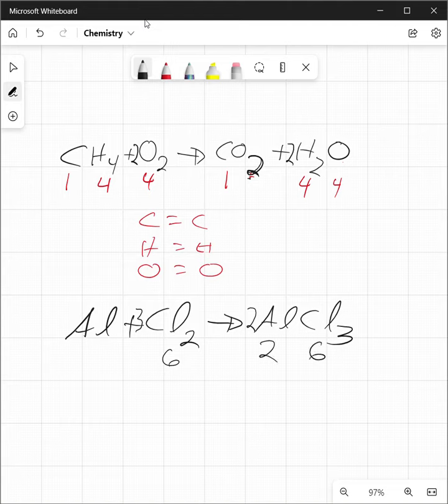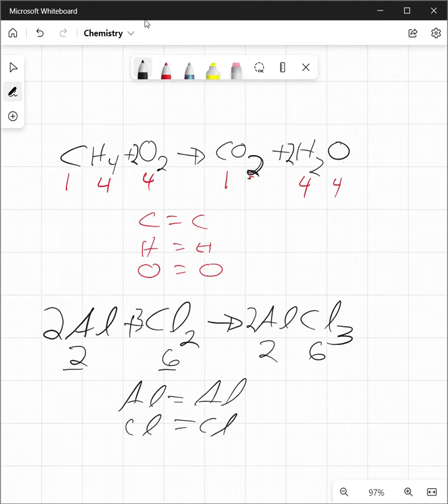However, I have 2 aluminums. So what am I going to have to do? Correct. Okay, now I have 2 aluminums on the left. So our aluminums equal the aluminums, and my chlorides equal my chlorides. And we can get into a pretty deep rabbit hole with balancing equations. But this is a good starting place. At least you have the concept of what we're doing.